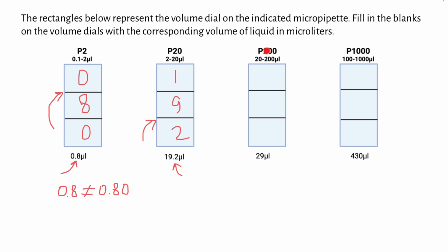Next one is P200. It measures volume between 20 and 200 microliters, and it measures in whole microliters. So it doesn't measure, for example, 29.5 microliters. We can measure 29 or 30 microliters, but not in between. Since we don't have a decimal point on this dial, all the numbers are going to be in the same color, and we are going to dial 0, 2, 9 to represent 29 microliters.